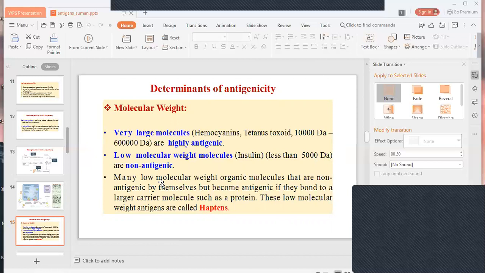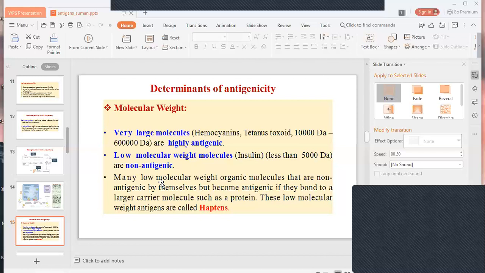There are some low molecular weight proteins like insulin. They still can show antigenicity, but their molecular weight is less than 5,000 Dalton or 5 kD, so they show low antigenicity. So I'm talking about proteins or complex proteins that can behave as an antigen, but there are many low molecular weight organic molecules that are non-antigenic by themselves.